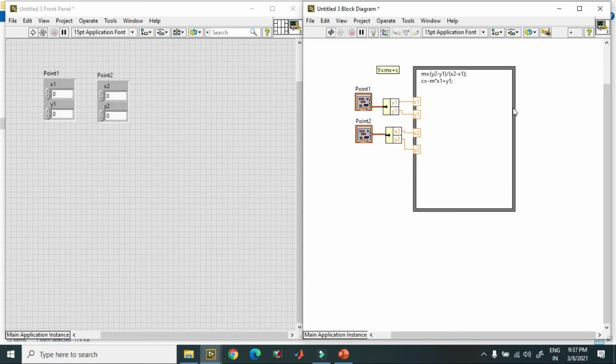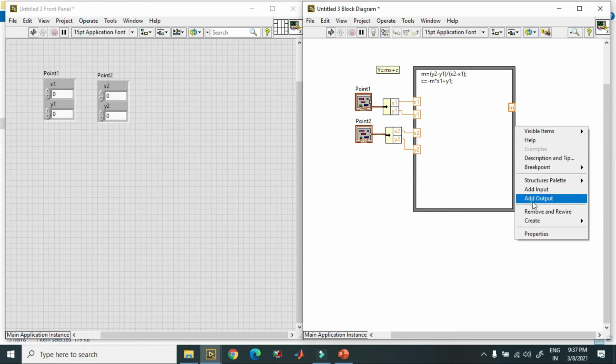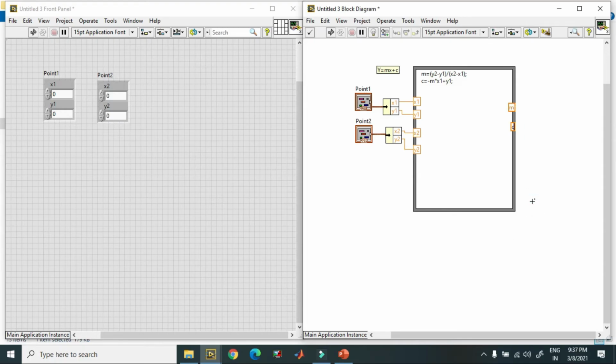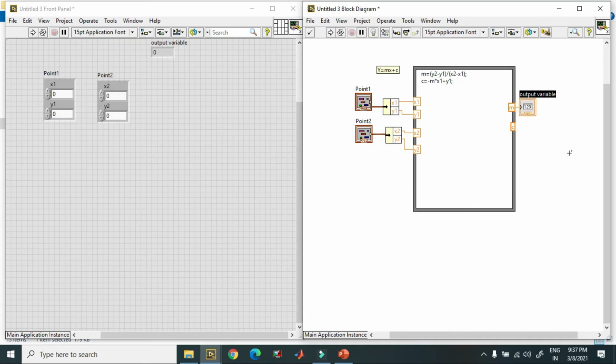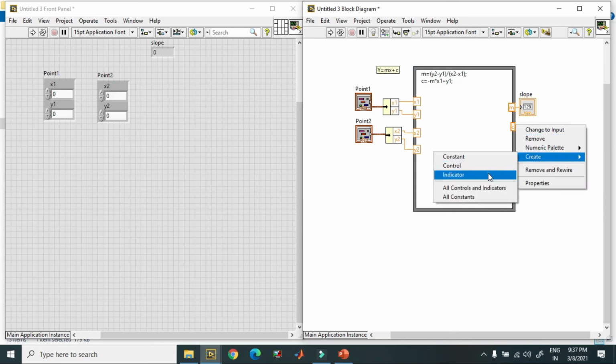And over here, I have the output. This is my slope, and this is my intercept. So you create indicators for this: this is the slope of the equation, and this is the intercept of the equation.